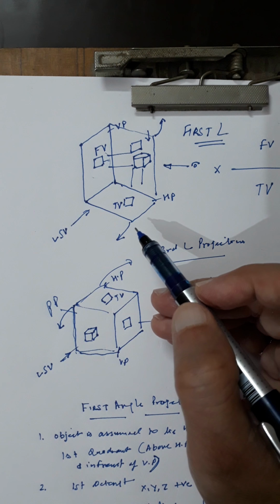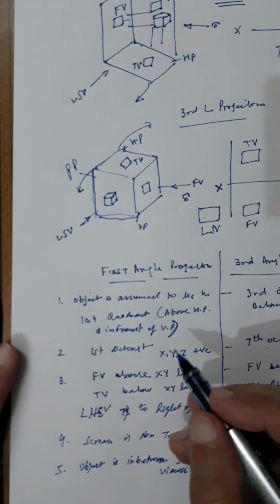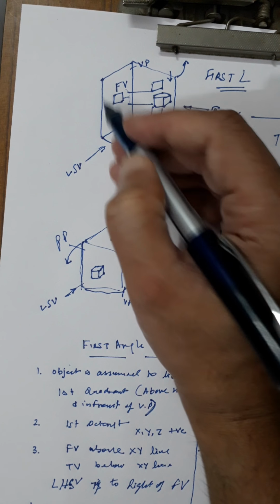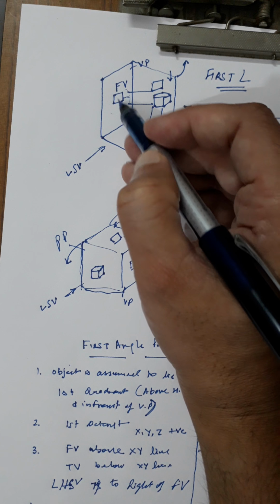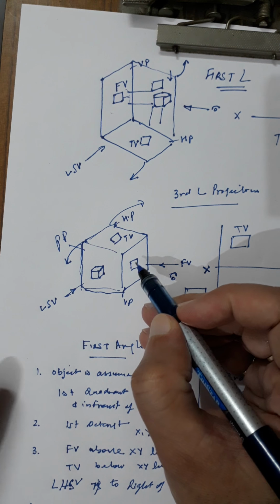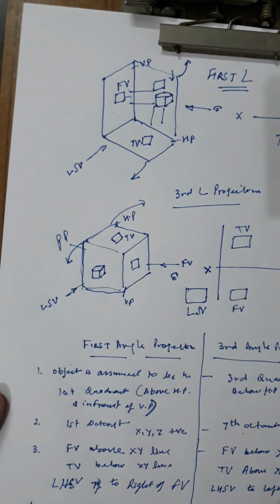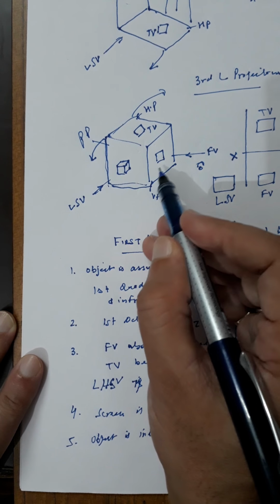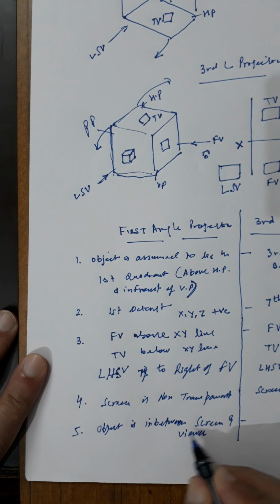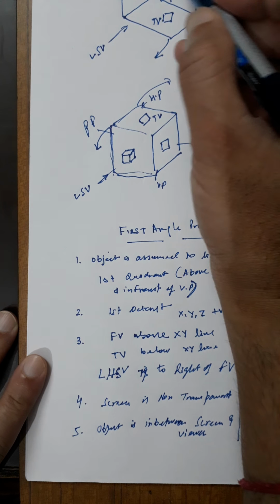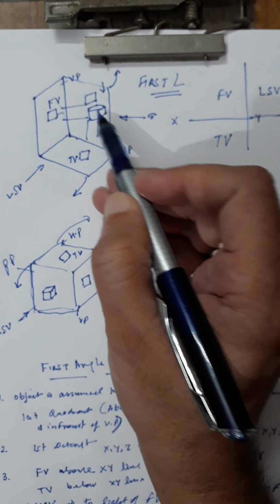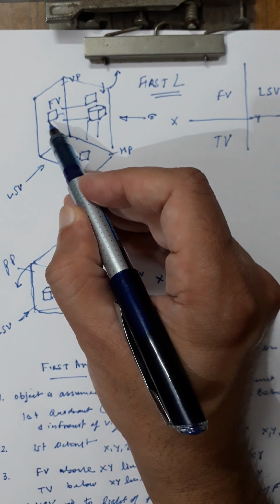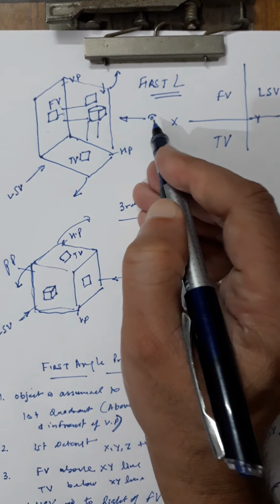But here in this case, you can see the screen, or you can say plane of projection. So this is also plane of projection in the drawing language. Here it is non-transparent, here it should be transparent. Then this object is lying behind this plane of projection. Here you can see the object is lying in between this plane of projection and the viewer.